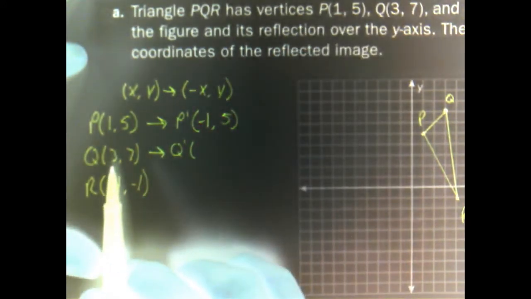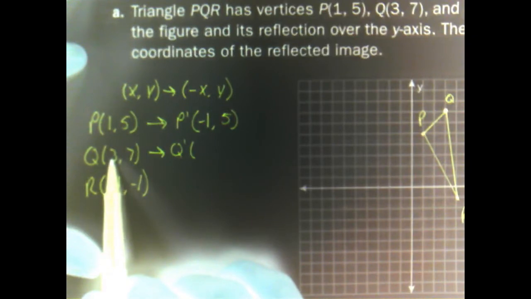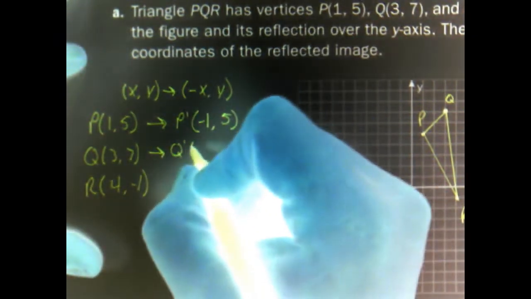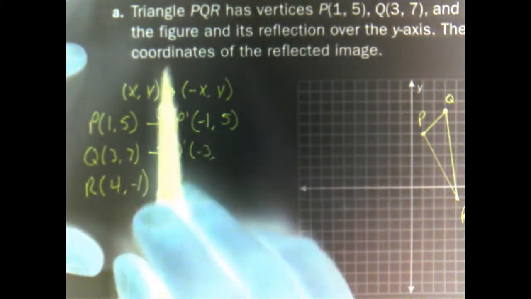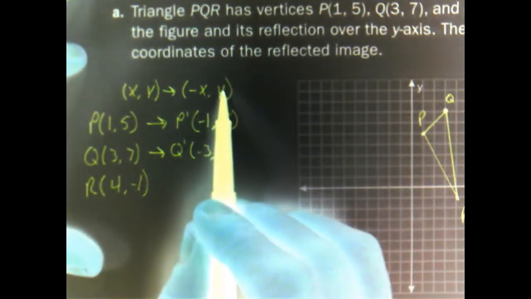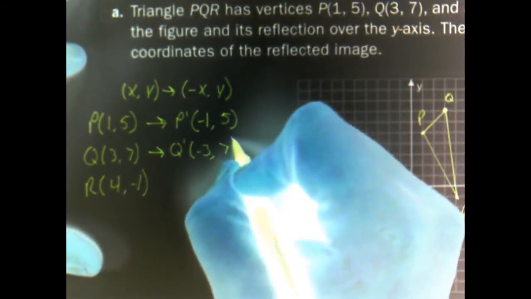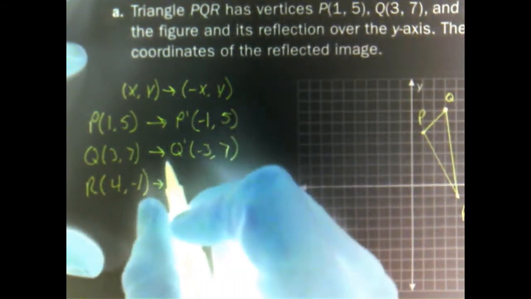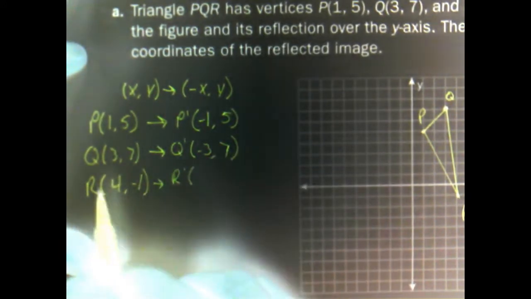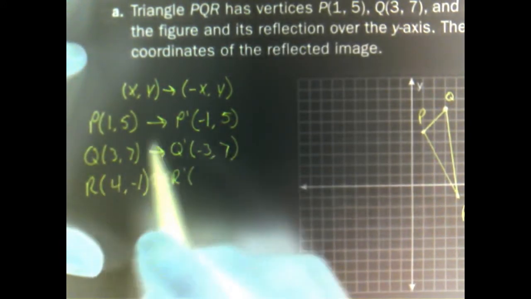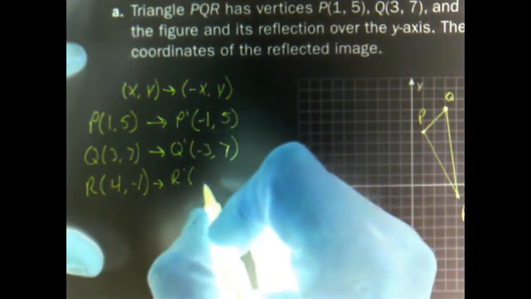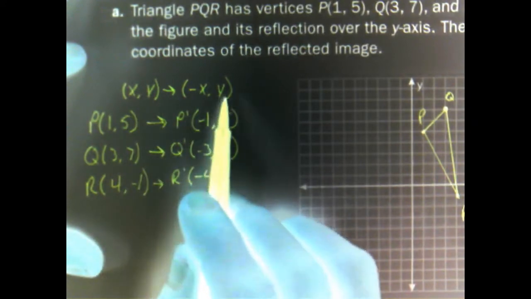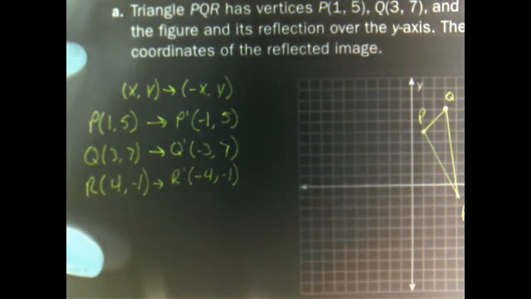Q prime, my x-coordinate was 3, so then I would need to have my negative x-coordinate, which would be negative 3. My y-coordinate was 7. We didn't do anything to the y-coordinate. It stays 7. And lastly, R turns to R prime. So 4 was my x-coordinate. That turns to a negative x, so that would be a negative 4. And my y-coordinate stays the same, so it's negative 1.